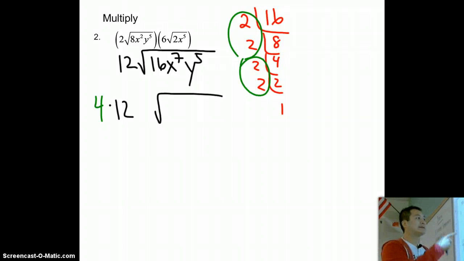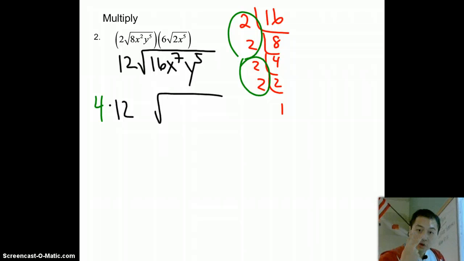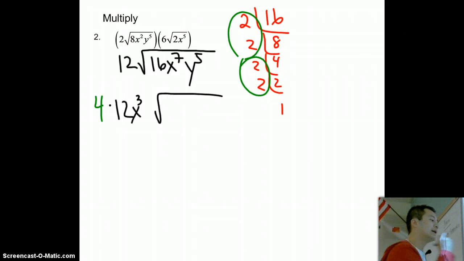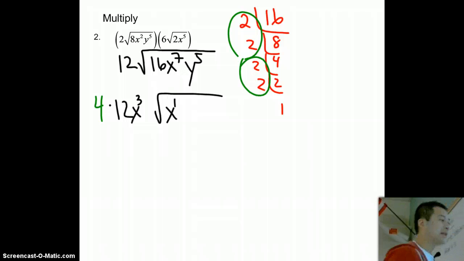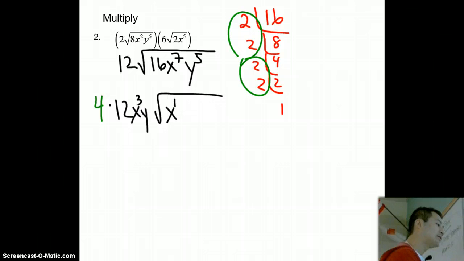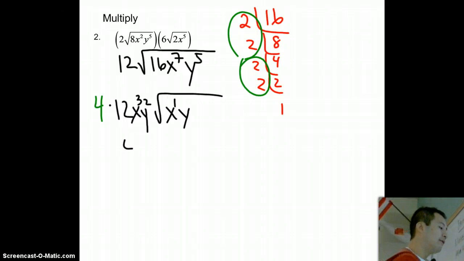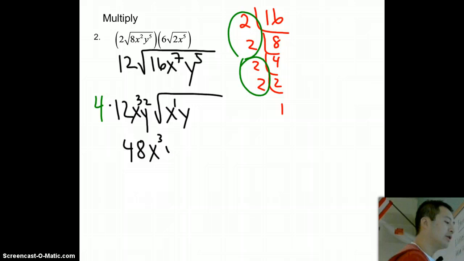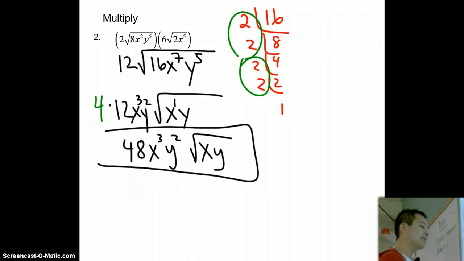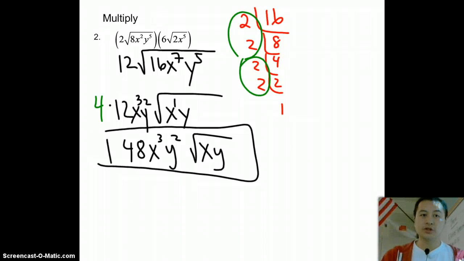Square root. Now do the x's. 7 of them. Take out 2 of a kind. I could take out 3 sets with 1 left over. Y's. 5 of them. How many can I take out? I could take out 2 pairs with 1 left over. And therefore my answer is 48 x to the 3rd, y squared, with a square root of x times y left over. And then you simplify and done. There you go. You got 2 problems. I'll give you something very similar to this on the test. Hopefully you understand. Please ask questions.